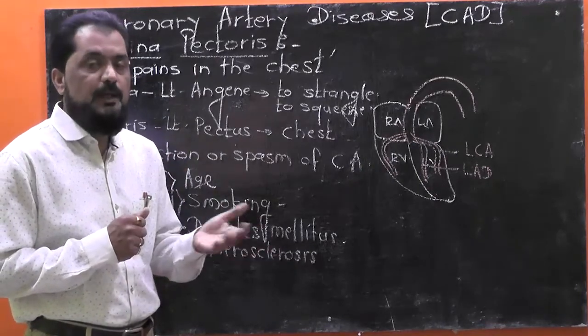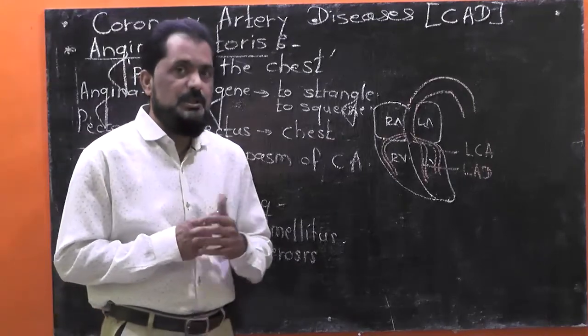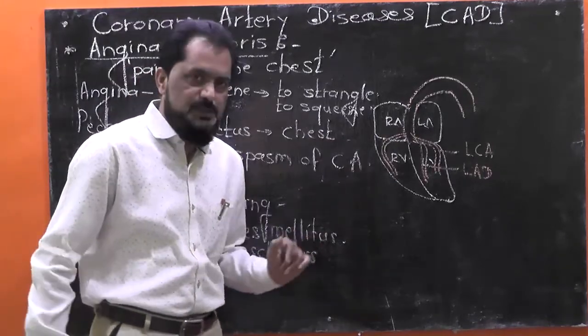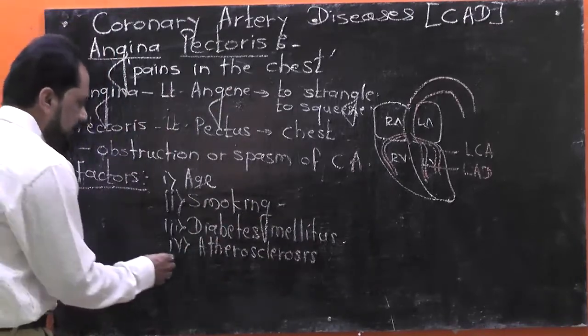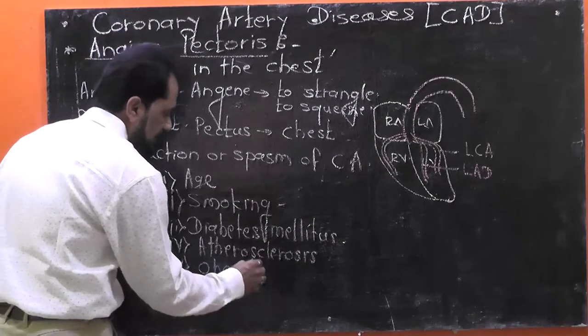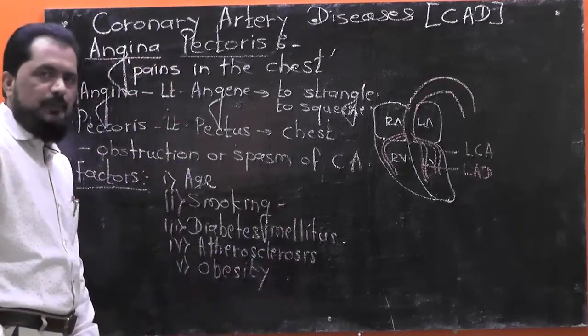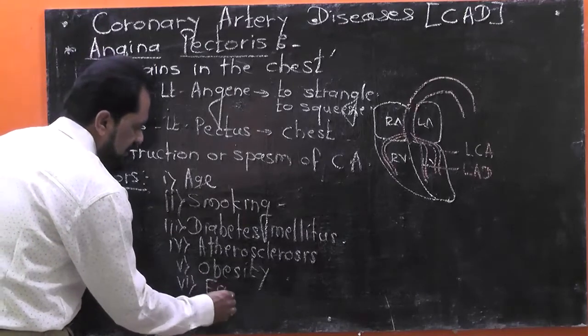Now here, whenever there is improper supply of blood, oxygen and glucose to the heart muscles, then it leads to angina. Next risk factor is obesity, that is excess of weight. Next one, any family history.